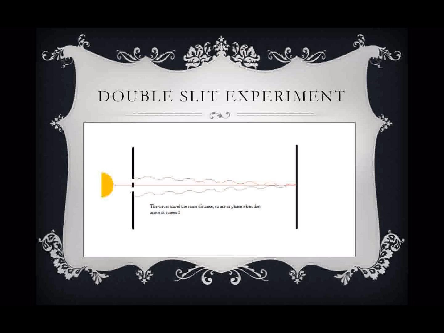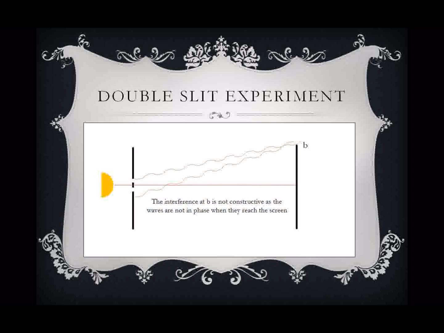If the brown lines are light waves, having travelled the same distance from a coherent source, they are in phase, so their amplitudes add, and a bright spot is seen on the screen. This is true for anywhere where the path difference is a round number of wavelengths. In contrast, these waves travel different distances, and the path difference is such that the waves are not in phase when they arrive at B, so the interference is not constructive.